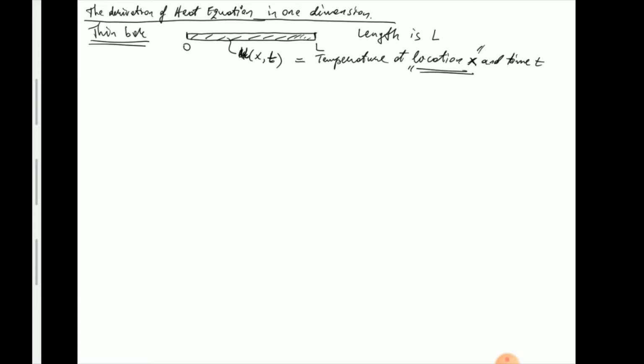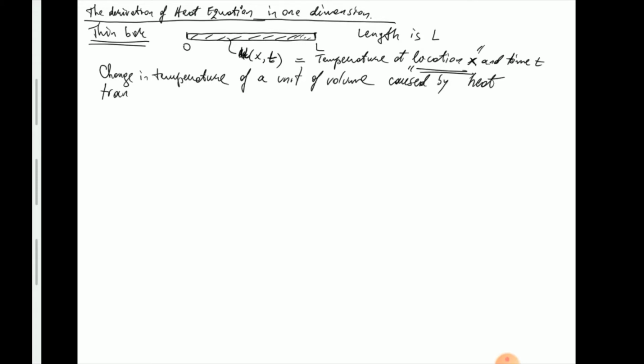The temperature changes because there is a heat transfer between two objects. So you can think in terms of heat as the change in temperature of a unit of volume, let's say, caused by heat transfer at that location in the form of heat energy.